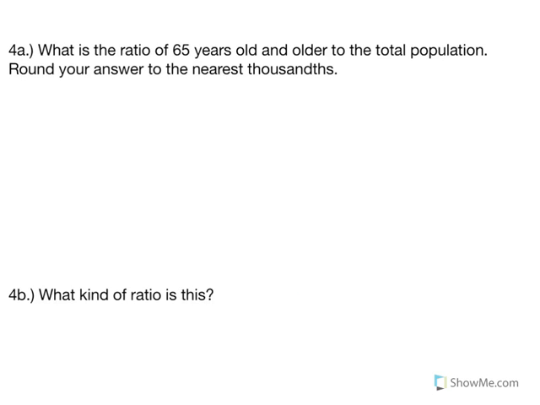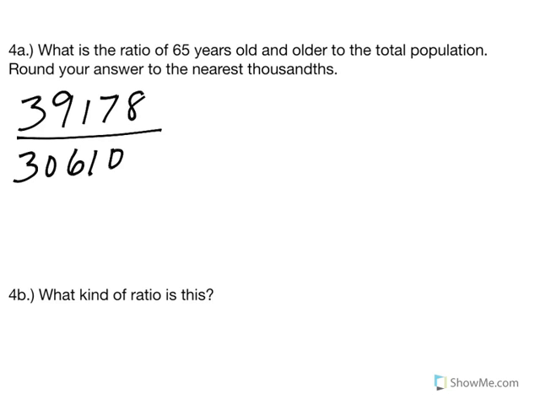And let's go to our letter 4A, which is the oldies, as I call them, 65 years old and older. So we have 39,178 oldies compared to our total population of 306,108. If we change that to a decimal, we have 0.1279. Again, to the thousandths, that's the third place past the decimal.